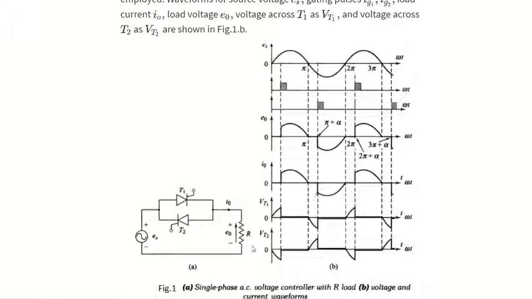In the next session, we will be discussing about the RL load, where if there is an inductor in the load, and the load is inductive, then how the output would be varying. Okay, go through. If you have any clarification, please get back.